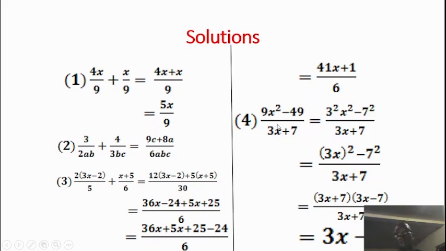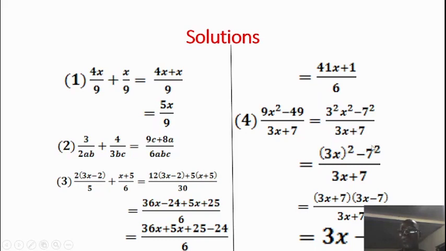Over to number 4. Number 4 is simplify 9x squared minus 49 all over 3x plus 7. We simply rewrite this. We know that 9 is equal to 3 squared and 49 is 7 squared. Now, instead of 9x squared, we shall have 3 squared x squared. Then, upon factorizing 3 squared x squared, we get (3x) squared, then minus 7 squared, maintaining the denominator at 3x plus 7.